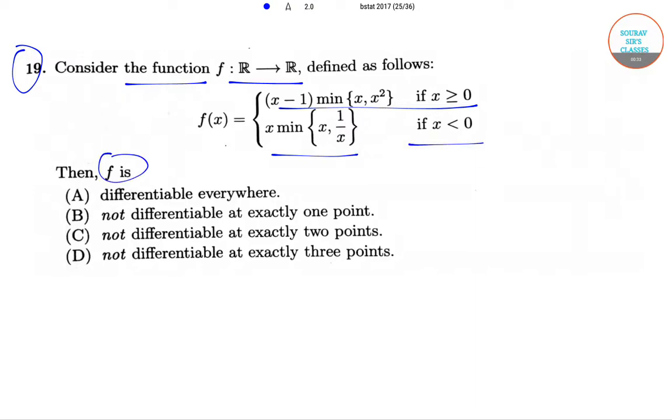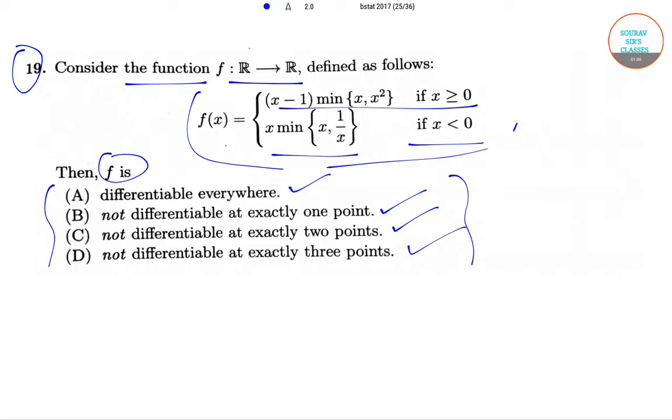In that case, f is differentiable everywhere, option A. Option B is not differentiable at exactly 1 point. Option C is not differentiable at exactly 2 points. Or the fourth option is not differentiable at exactly 3 points. So the main part of this problem is to define this f of x. And upon defining it, we can definitely find out the differentiability at the break points, and then we'll get to know whether the function is differentiable at 1 point, 2 points, 3 points, or is differentiable throughout.